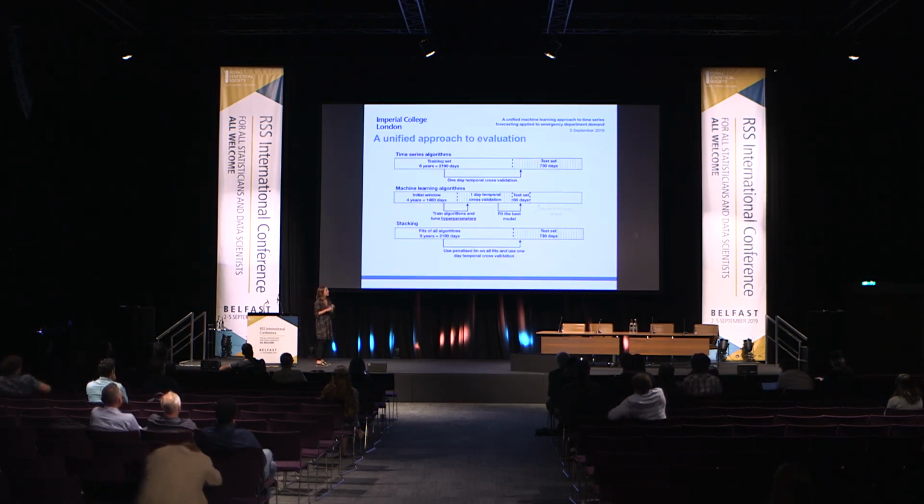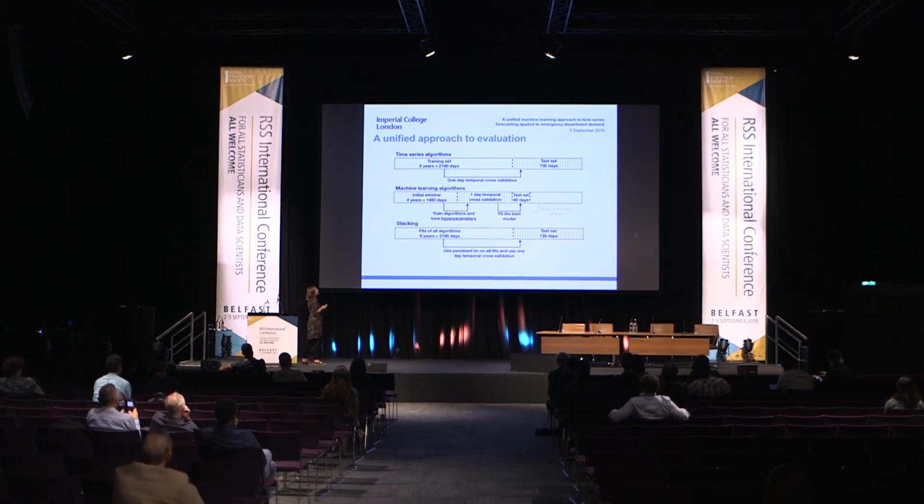So this is our unified approach to the evaluation. First of all, the time series algorithms, that's the first step. We're using 6 years worth of data, and then we use 1 day temporal cross-validation. That's because we've got a chronological order in the data, so we're validating them on a set for always 1 day on a test set of 730 days, so roughly 2 years.